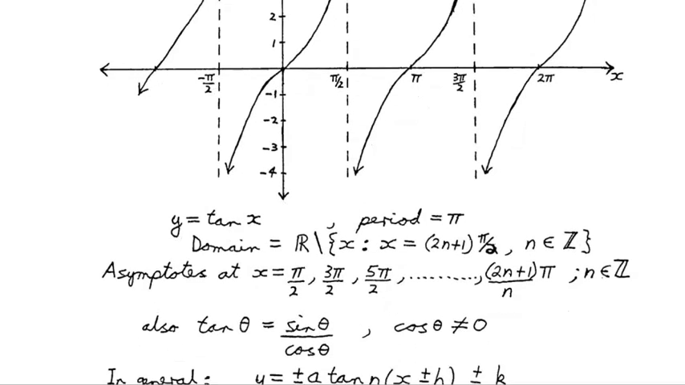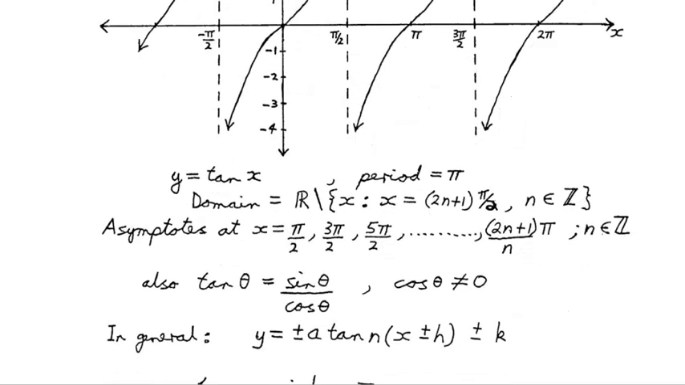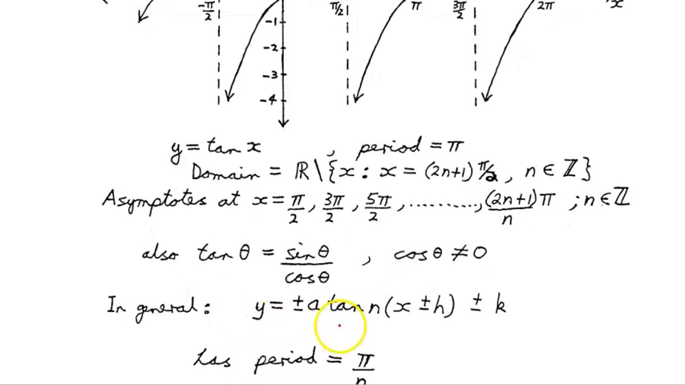All right, we could write tan theta as the ratio of sine theta to cos theta, so long as cos theta does not equal 0. Okay, in general, a trigonometric function made up of the tangent will be in the form y equals plus or minus a, some constant a, times tan of this argument here, which I'll put in square brackets, and the argument is n times (x plus or minus h) plus or minus k. h is a constant, a number. n is a number. That will affect the period, as we've seen in previous videos.